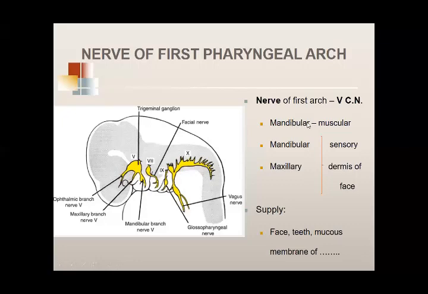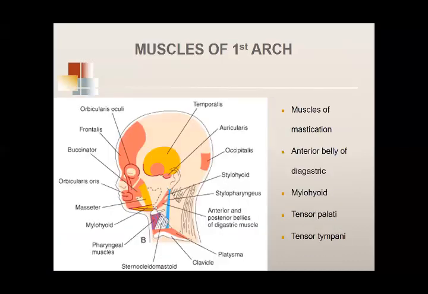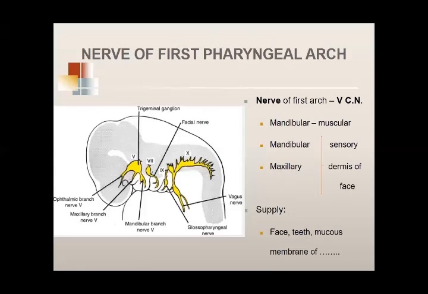Now it supplies all the muscles of the first arch. Let's go back. If you remember, your muscles of mastication are supplied by the mandibular nerve. Okay? Masseter, temporalis, lateral and medial pterygoid. All these are supplied by the mandibular division of the trigeminal nerve. The rest, the anterior belly of the digastric, we'll do that later on.